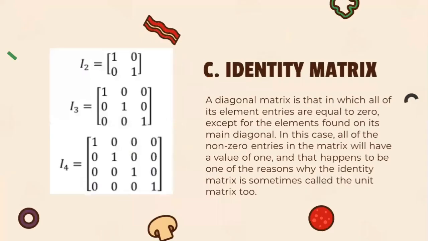C. Identity matrix. An identity matrix is a diagonal matrix in which all of its entries are equal to 0, except for the elements found on its main diagonal. In this case, all of the non-zero entries in the matrix will have a value of 1, and that happens to be one of the reasons why the identity matrix is sometimes called the unit matrix.